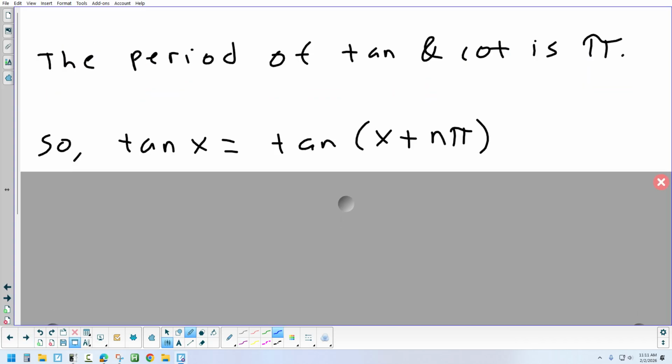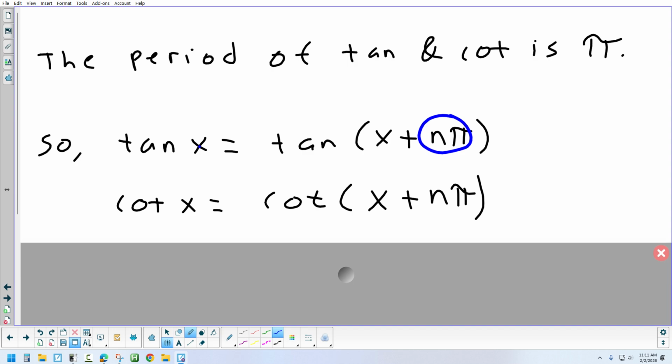And that's what this formula is saying right here. If you find the tangent of something, or the tangent of that plus any multiple of pi, or I was using 180, same thing in degrees, it will come out exactly the same. Same with cotangent. I can find the cotangent of a value, or the cotangent of that value plus or minus any number of pi's, or plus or minus any number of 180s.